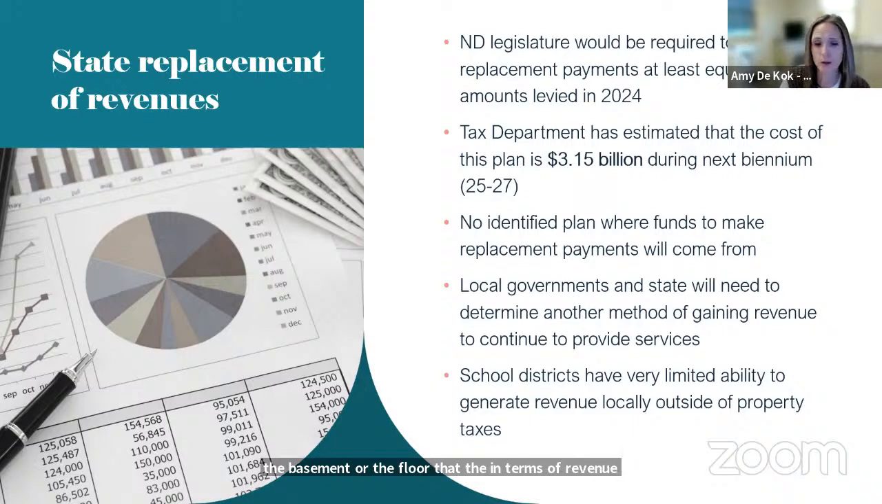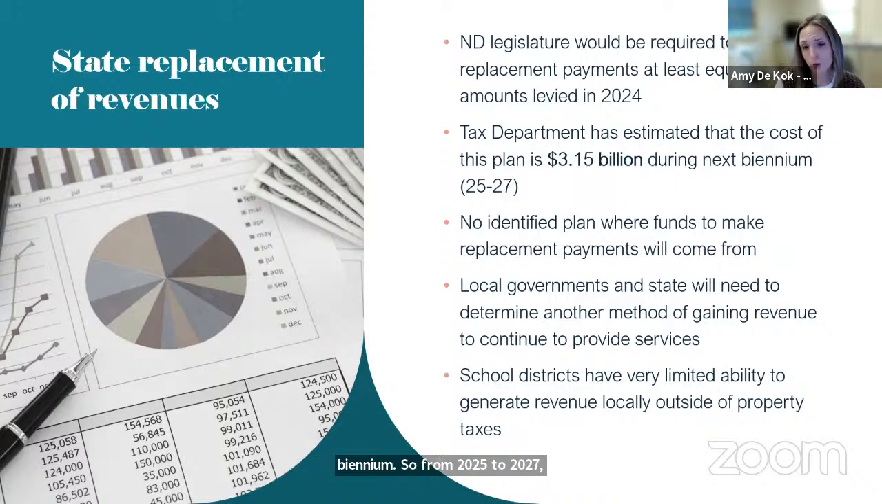The North Dakota Tax Department has estimated that the cost of the plan is approximately 3.15 billion during just this next biennium. So from 2025 to 2027, the cost of those replacement payments would equal roughly 3.15 billion. So a significant financial impact on the state should Measure 4 pass. The measure itself does not identify a source for those replacement revenue payments. And so that would be up to the state legislature to determine where those funds would come from.